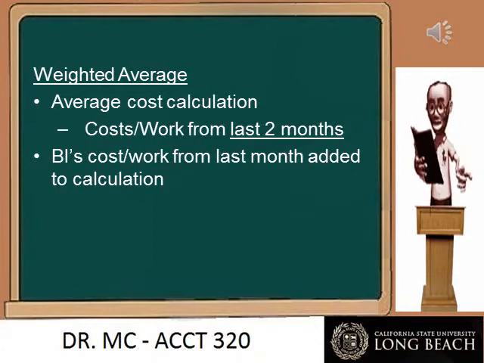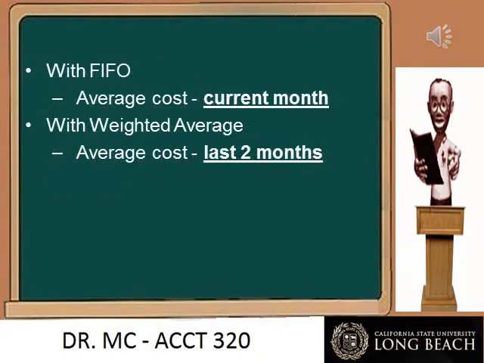To review, with the FIFO method, the numerator of the average cost calculation had the cost from this month and the denominator had the work done this month. With the weighted average method, the numerator of the average cost calculation has both the cost from this month and last month, and the denominator has the work done this month and last month as well.